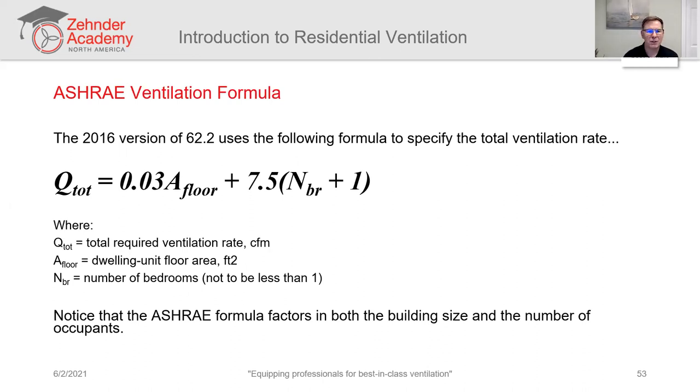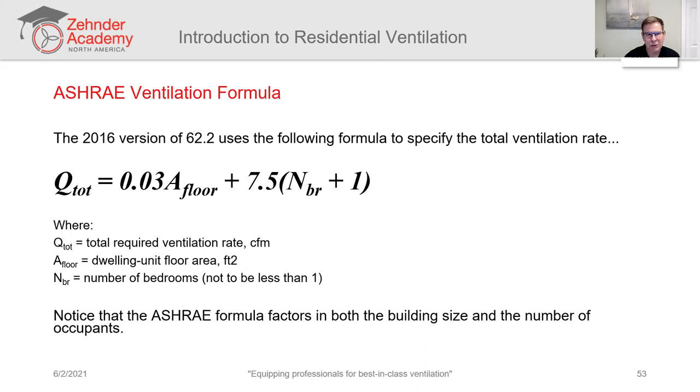So let's see what's being addressed here so far. What's being addressed in trying to arrive at a total ventilation rate via ASHRAE 62.2 is you have to take the building size into consideration because you have 0.03 times your square footage. And you also have to take the occupants into consideration because you have the number of bedrooms plus one. And number of bedrooms plus one is the industry standard for sort of defining the occupancy of the house. So you're looking at the occupants and you're looking at the floor area or the size of the building. Now, this is the 2016 version of 62.2. I don't expect you to memorize this, but I just want to at least say it.